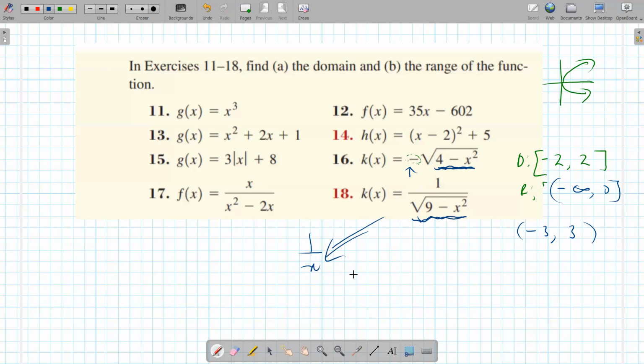And it's exclusive too, right? Yes, it is exclusive.